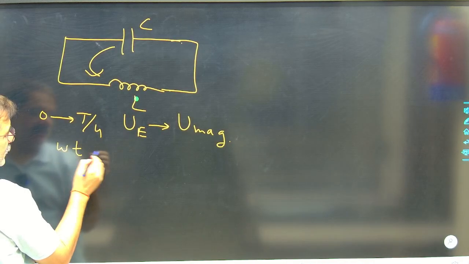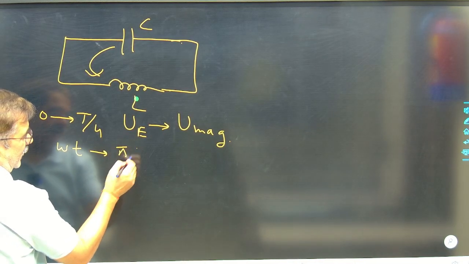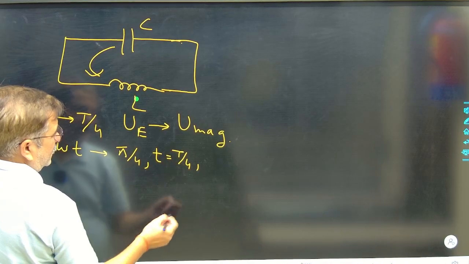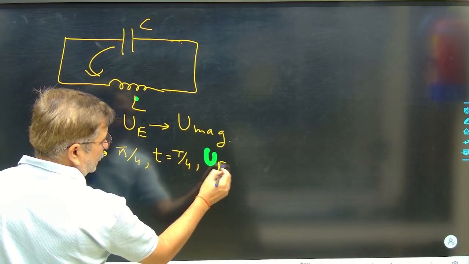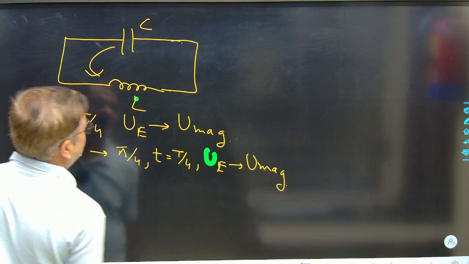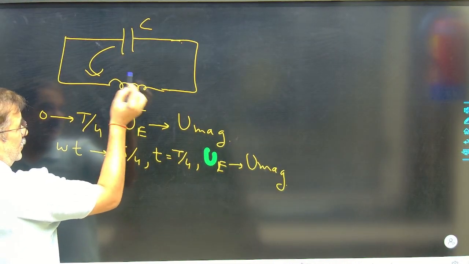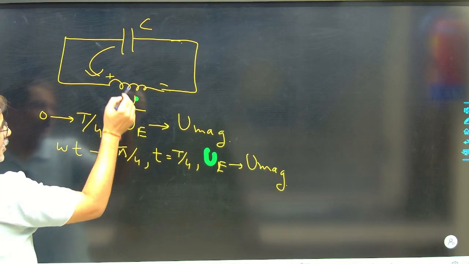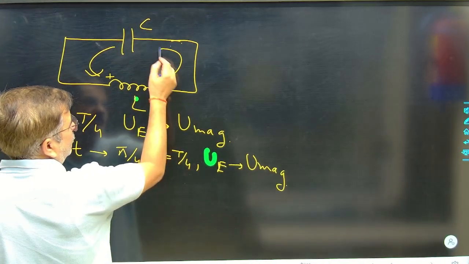omega into t, once it goes to the pi by 2 value for t is equal to T by 4, your energy U_E will get fully converted into magnetic energy. Correct. Now once this energy is in the inductor, by the inertia of motion of the charges it will continue forward.